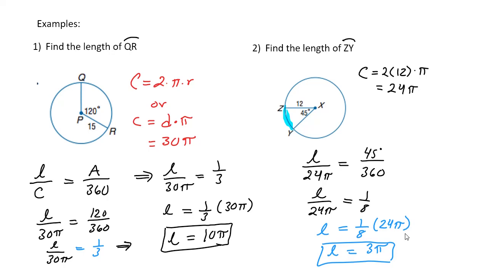So let me know if you have any questions about this. But again, the main thing is that we're looking at a proportion where both the length and the central angle represent a fraction of the entire circle, where for the arc length, the entire circle is represented by the circumference, and for the central angle, the entire circle is represented by the 360 degrees.